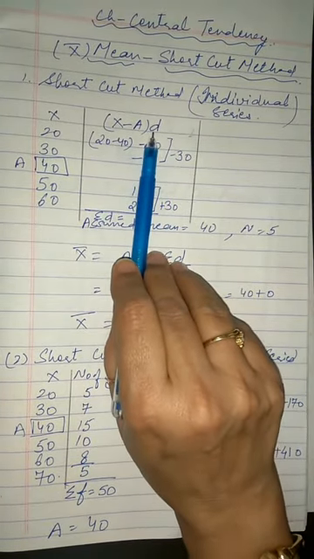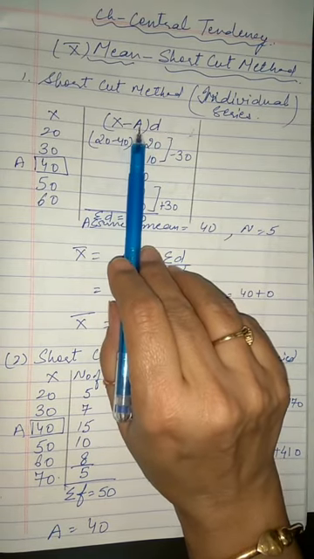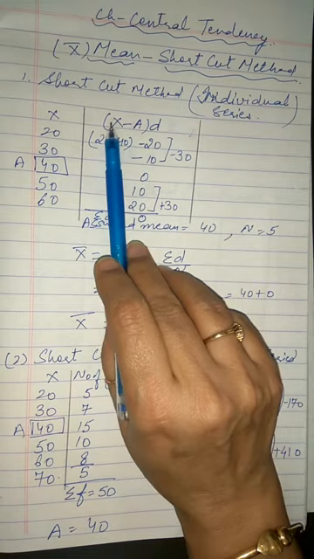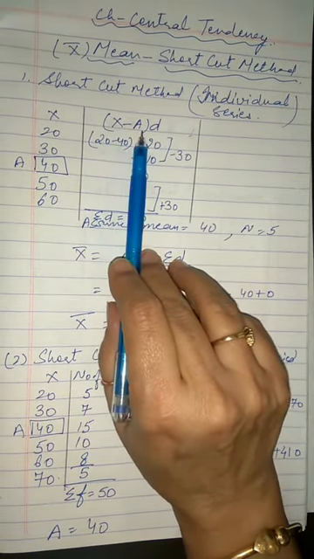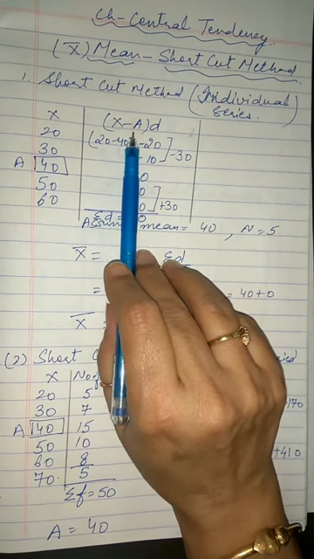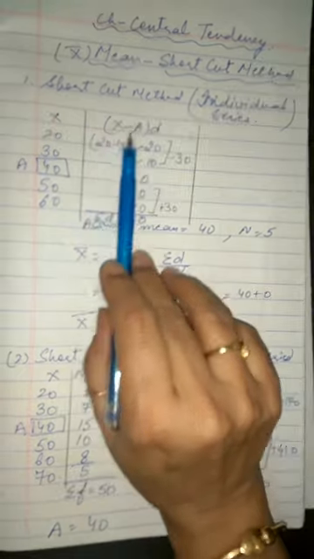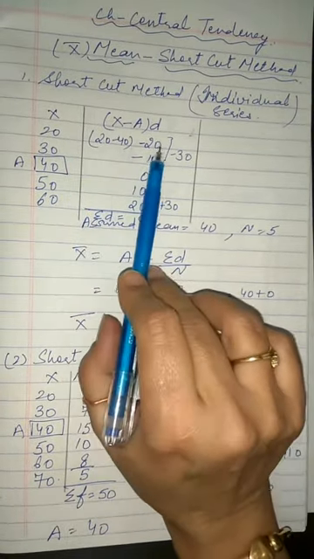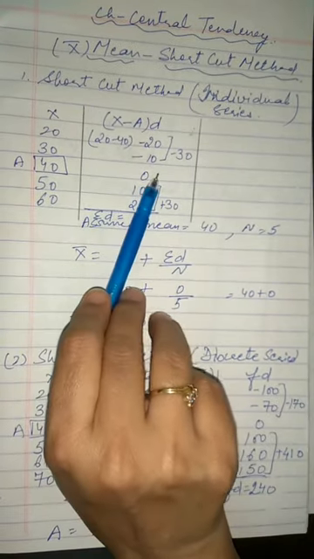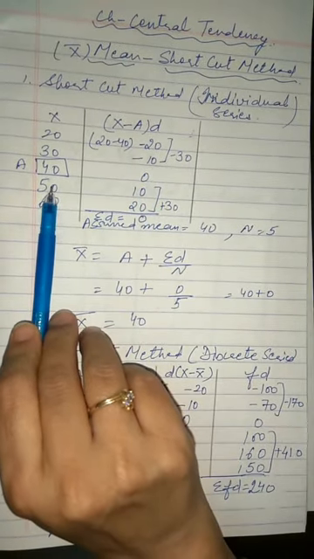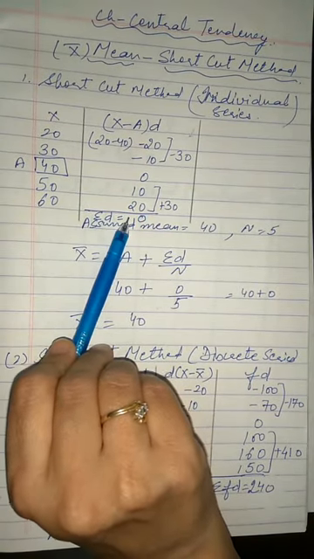To find deviations, always we have to subtract the assumed mean from the x. The deviation formula is x minus assumed mean. If you do assumed mean minus x, the sum will be wrong. So x minus assumed mean, like 20 minus 40 is minus 20, 30 minus 40 is minus 10, 40 minus 40 is 0, 50 minus 40 is plus 10, 60 minus 40 is plus 20.